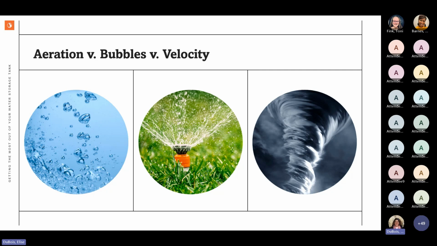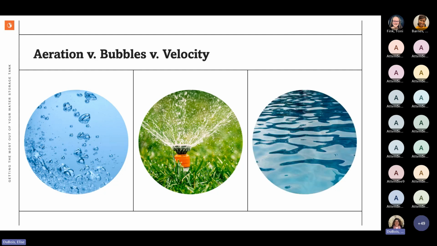And velocity, which is the biggest fear I hear from clients, is that if I put in a mixer, my tank will swirl like a whirlpool or a tornado. In reality, the water stays pretty calm with minor movement, similar to a swimming pool when no one's in it.